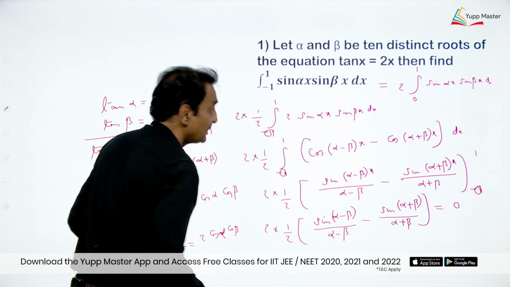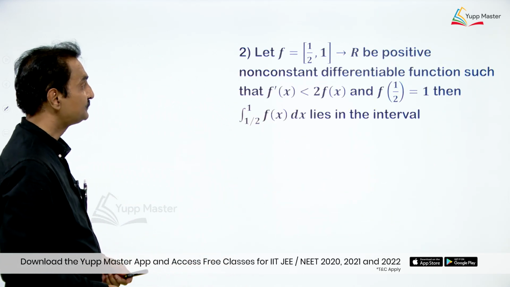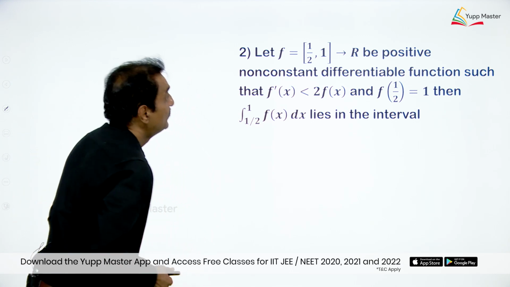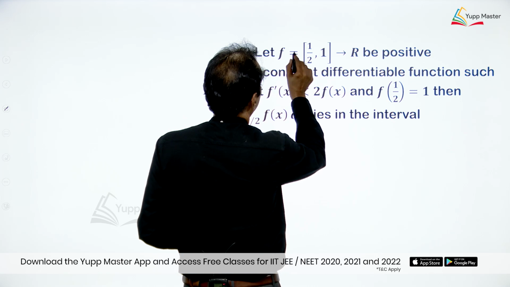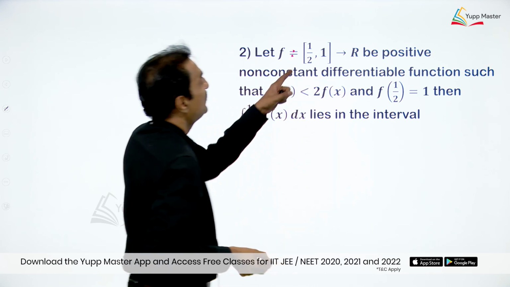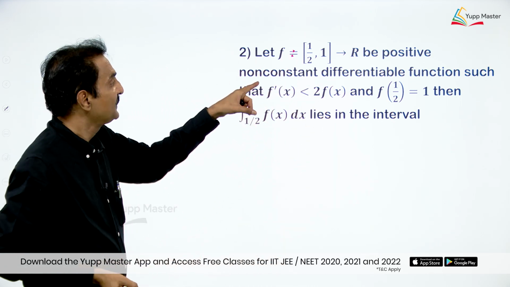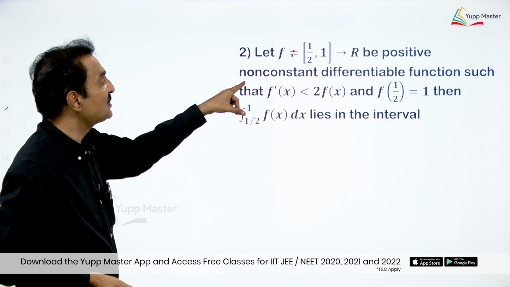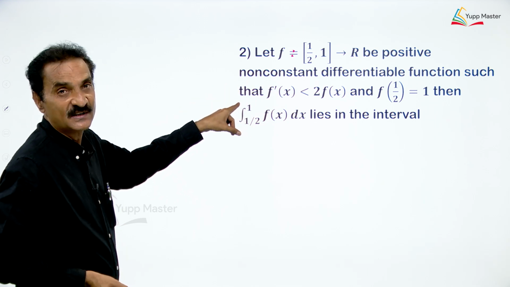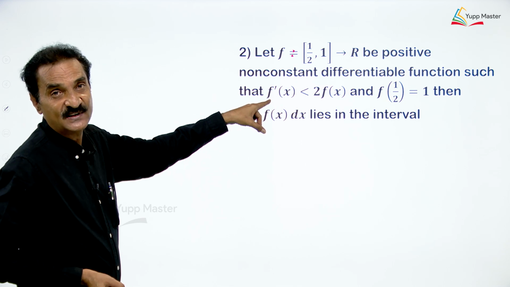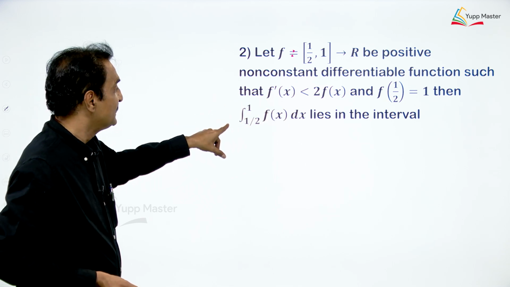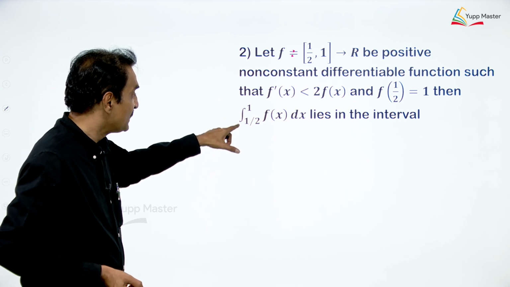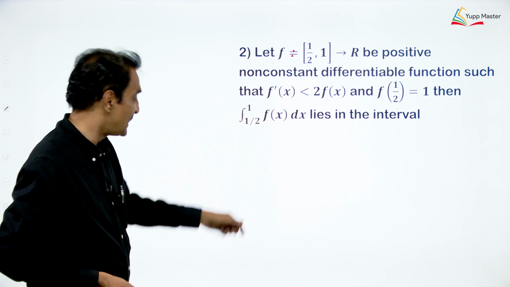Okay. Moving to next question. Let f map from [1/2, 1] to R be a positive non-constant differentiable function such that f dash x is less than 2f of x and f of half is 1, then integral half to 1 f of x dx lies in the interval.